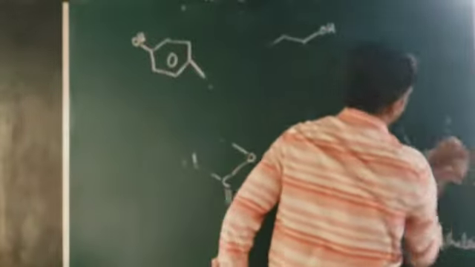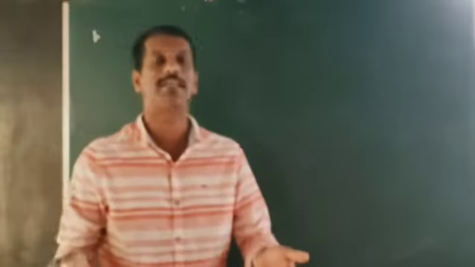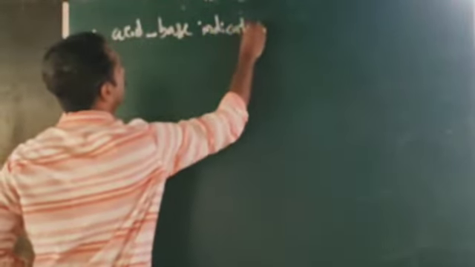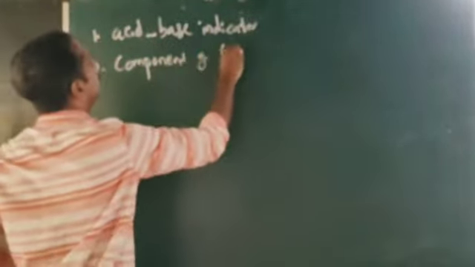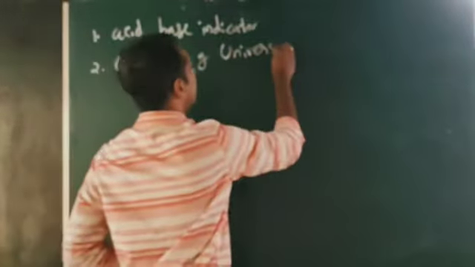Now, uses of phenolphthalein. First use is, as you know, what is that? Phenolphthalein is used as an acid-base indicator, that you are using in the laboratory. Second one, it is a component of a universal indicator.